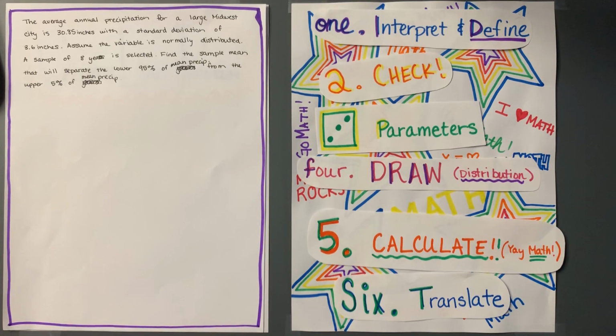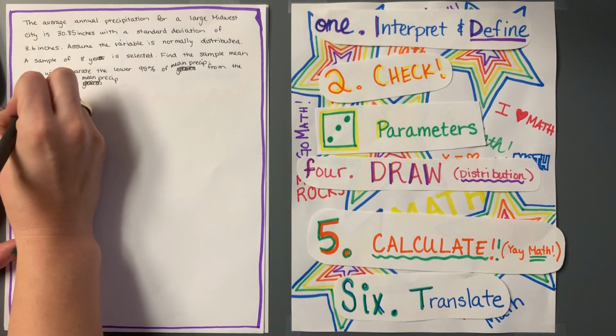The average annual precipitation for a large Midwest city is 30.85 inches with a standard deviation of 3.6 inches. Assume the variable is normally distributed. A sample of 8 years is selected. Find the sample mean that will separate the lower 95% of mean precipitation from the upper 5% of mean precipitation.